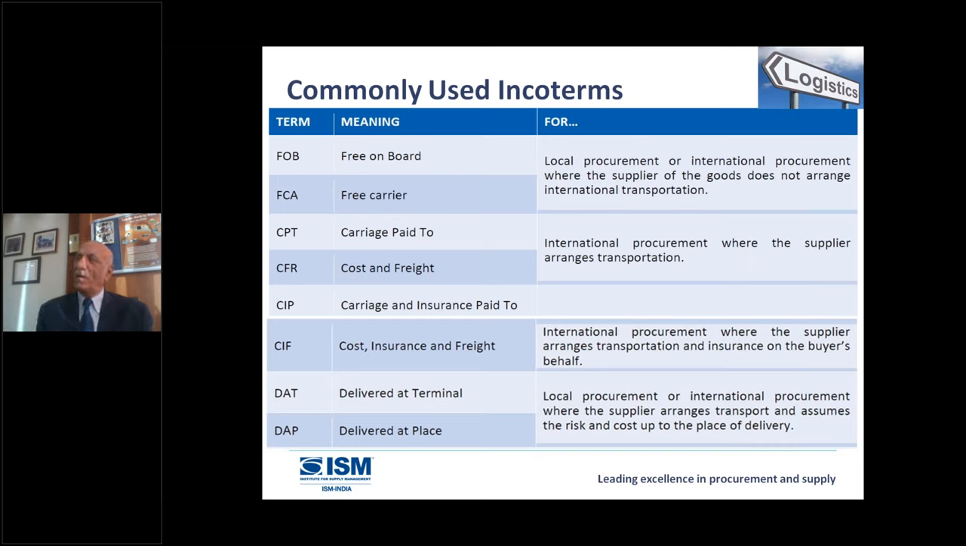Now, next is the inventory part. When we talk of inventory, it's nothing but stock, store. At home also we keep inventory. Inventory is nothing but a stock. Now, this stock or store of goods could be of two types: one is independent demand, the second is dependent demand.